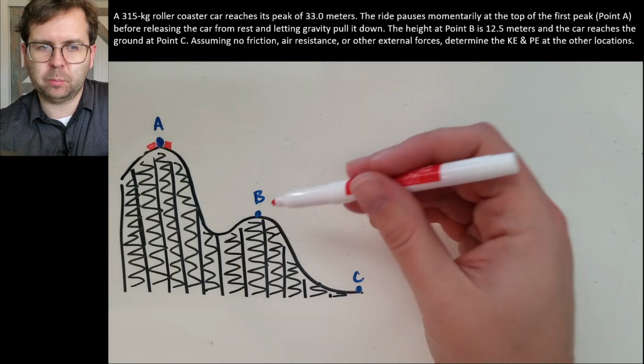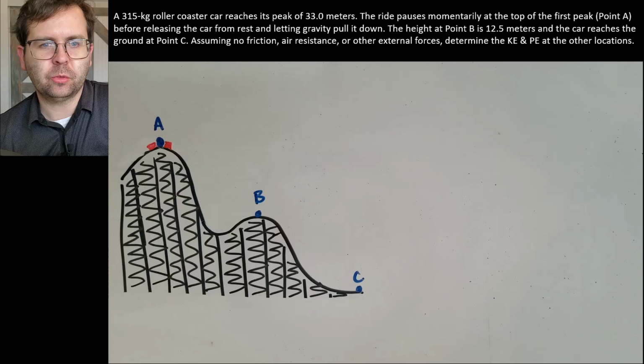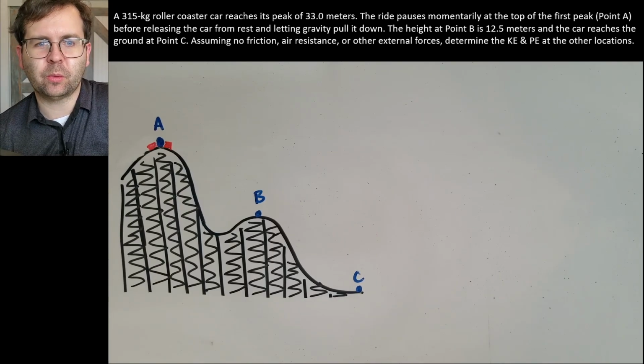The height at point B is 12.5 meters and the car reaches the ground at point C. Assuming no friction, air resistance, or other external forces, determine the kinetic and potential energy at each location.